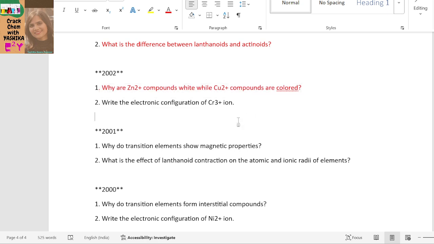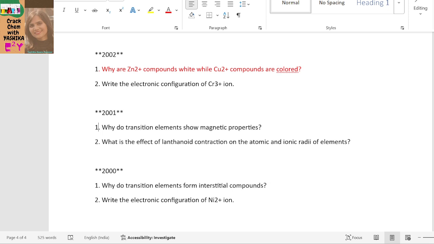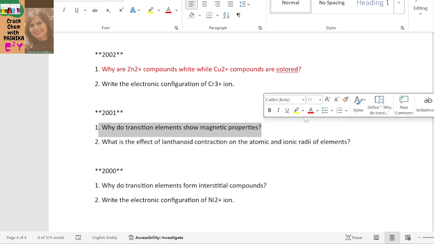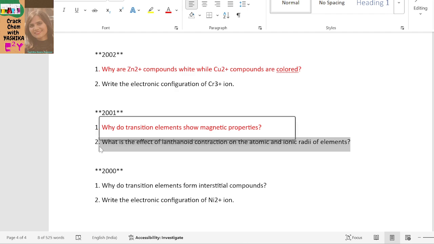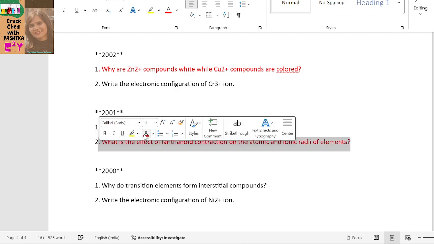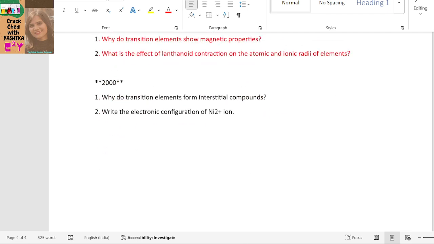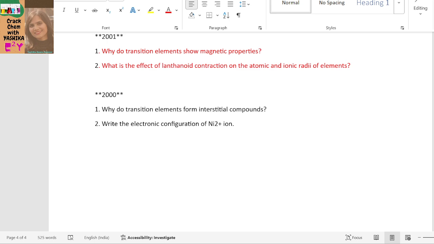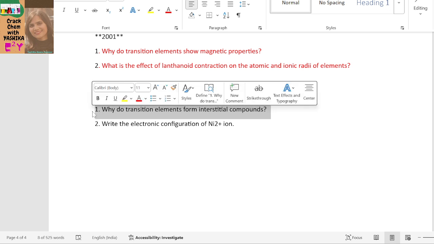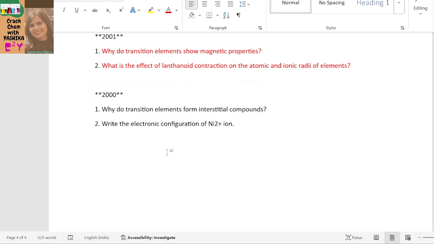Write down the electronic configuration of Cr3 positive ions. Why do transition elements show magnetic properties? What is the effect of lanthanoid contraction on the atomic and the ionic radii of the elements? Why do transition elements form interstitial compounds? And write down the electronic configuration of nickel 2 positive ions.